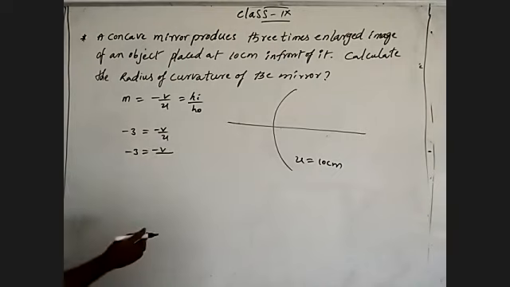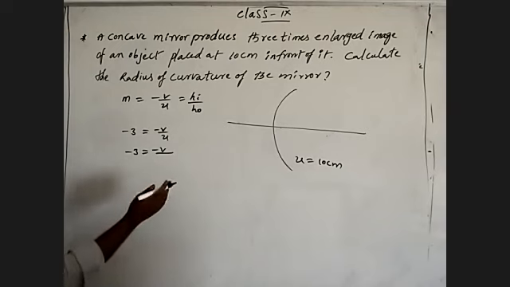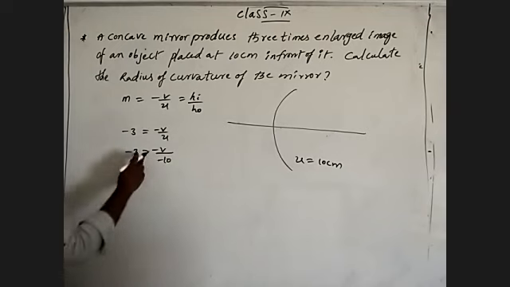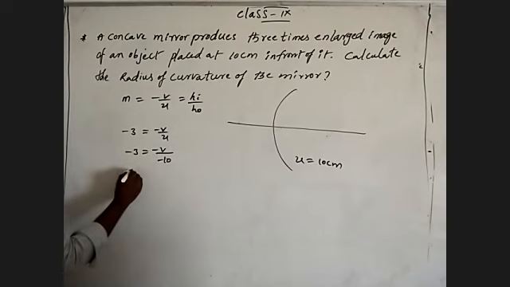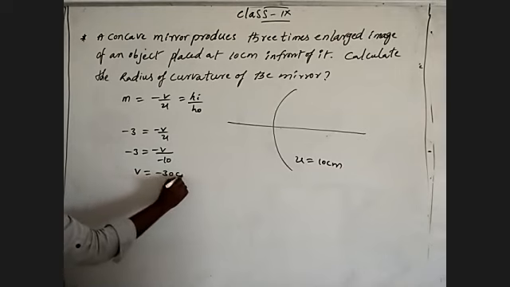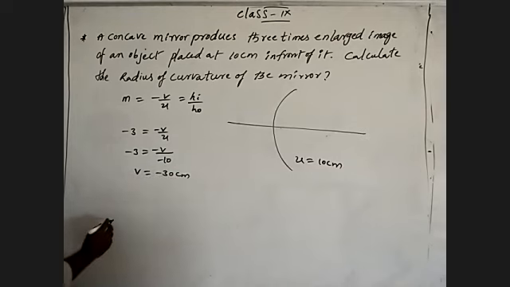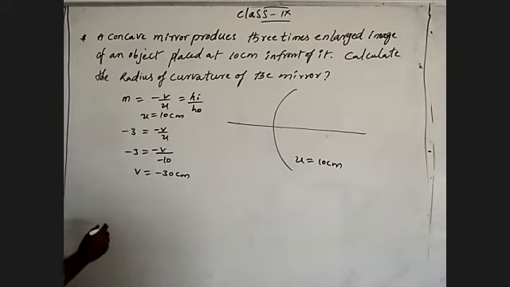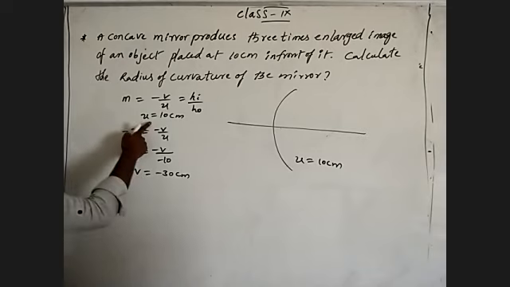Object distance they said 10 centimeter, but according to sign convention it is minus 10 centimeter. Minus into minus is plus. So by transferring that, V is equal to minus 30 centimeter. V is equal to minus 30 centimeter. So image distance we have, object distance we have.